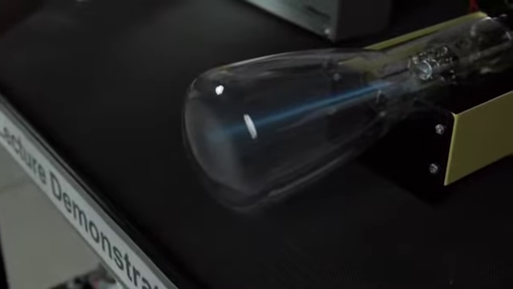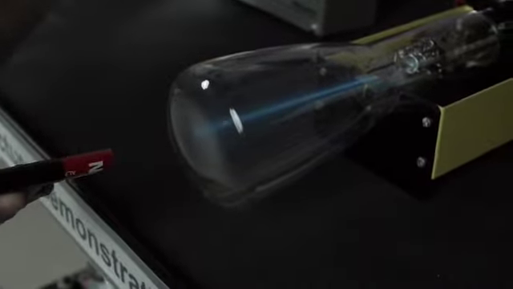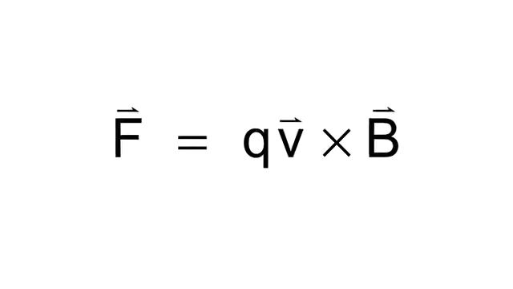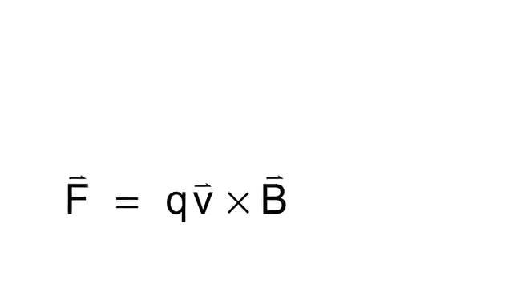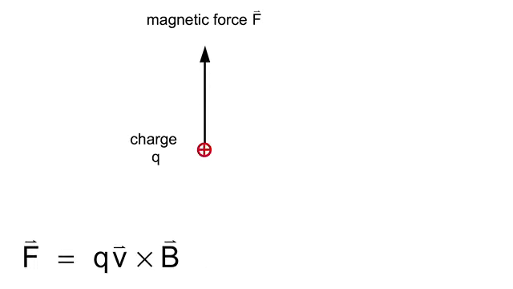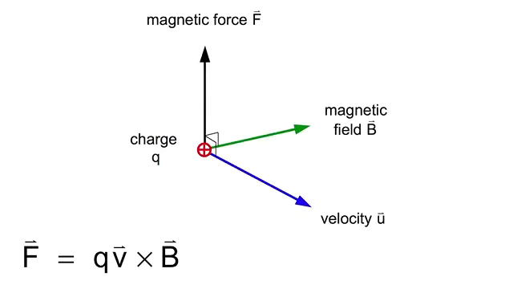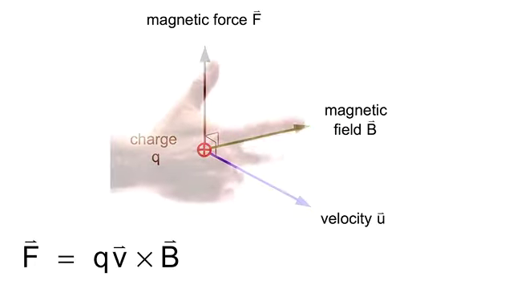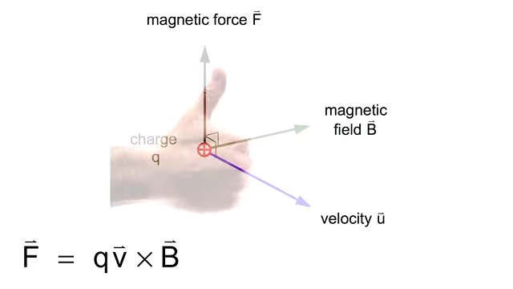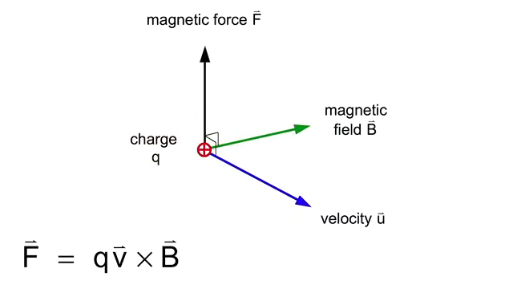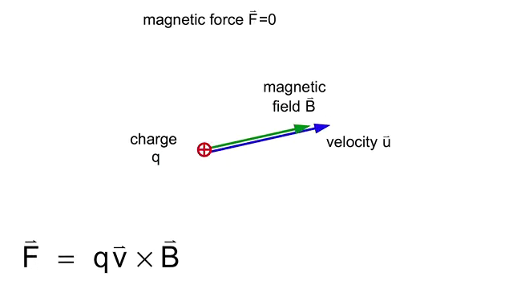Finally, when the magnetic field and the beam are parallel, there's no deflection. There's no magnetic force. The fundamental magnetic force law quantitatively accounts for our observations. The force is the charge times the vector or cross product of the velocity and the magnetic field. The force is perpendicular to both the velocity and the magnetic field, and the direction is given by the right-hand rule. The force is a maximum when the velocity and magnetic field are perpendicular to each other, and it is zero when they are parallel.